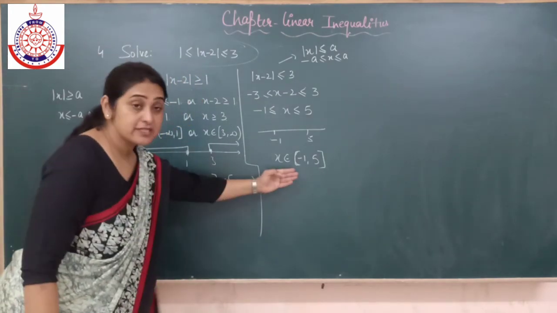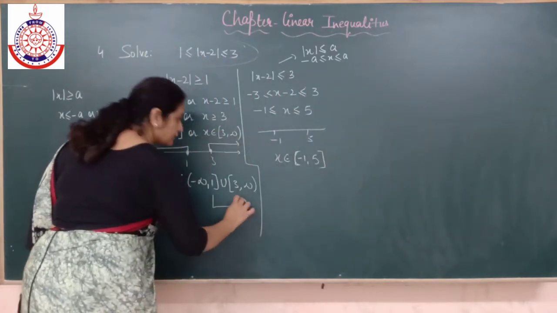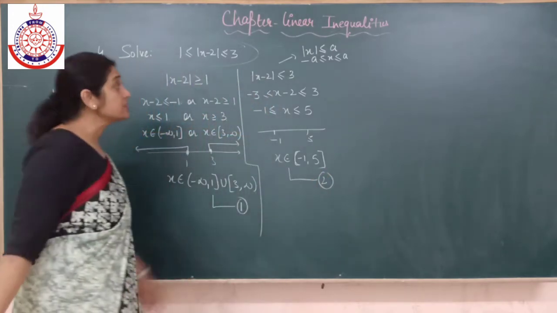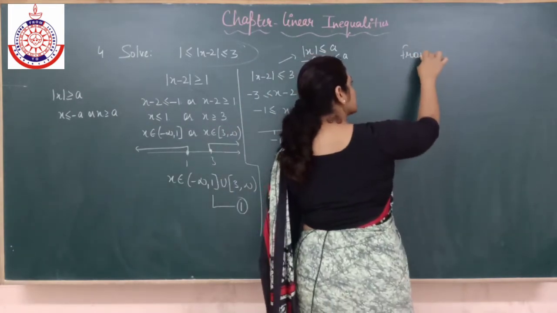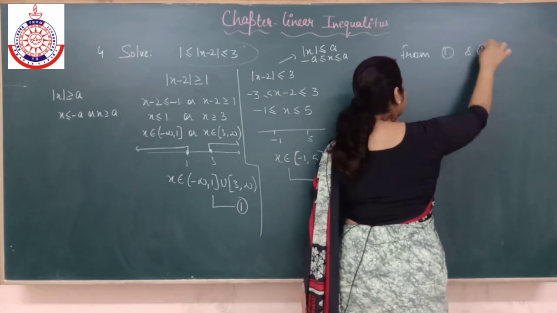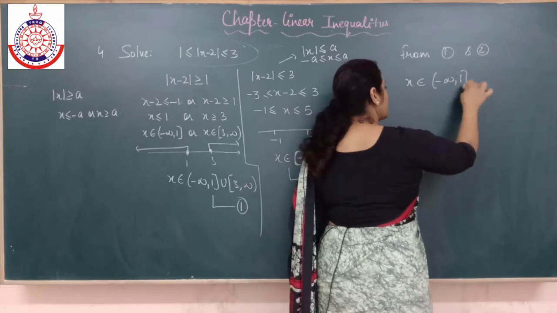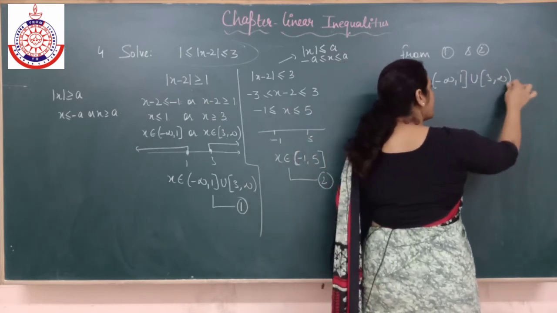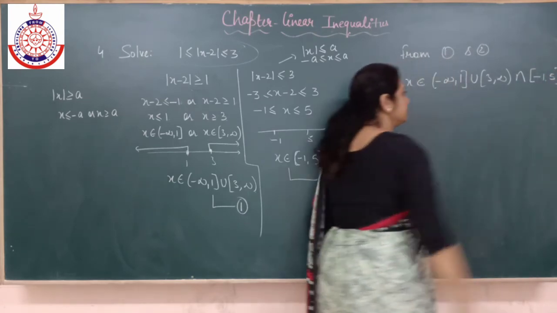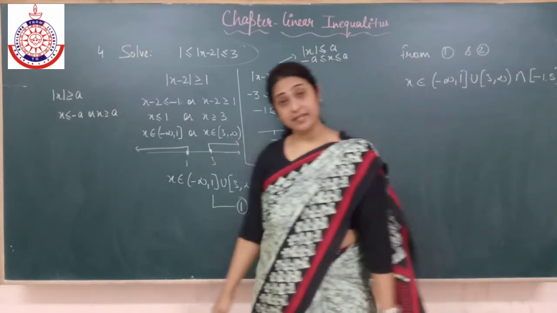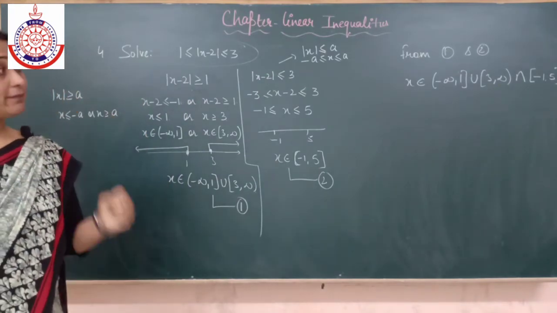Now I have to find out a common solution. Common means intersection. That means now from 1 and from 2, because I have to find out a common solution, because the inequality was a combined one, from 1 and 2, I need x belongs to minus infinity to 1, union 3 to infinity, intersection with minus 1 to 5. That is what I need. This is my answer, but I can't leave the answer at this point. I need a particular answer. Is it clear? But what does this mean?